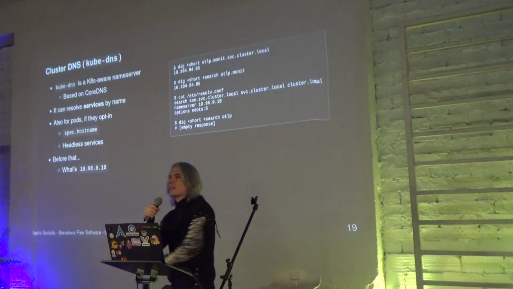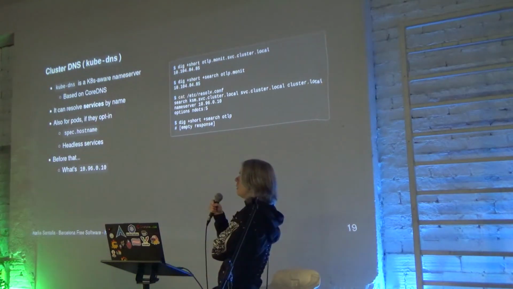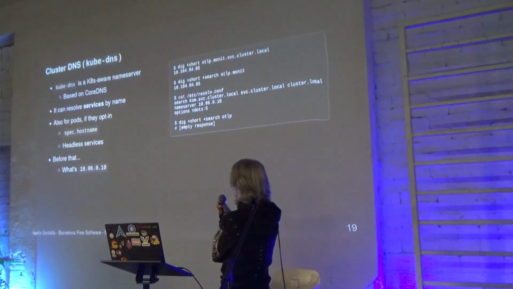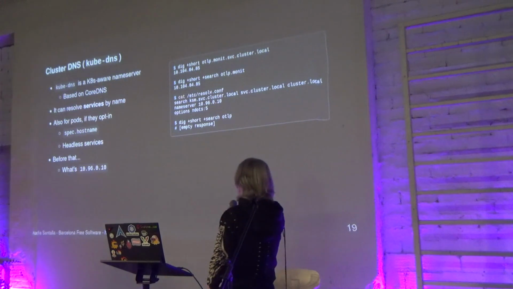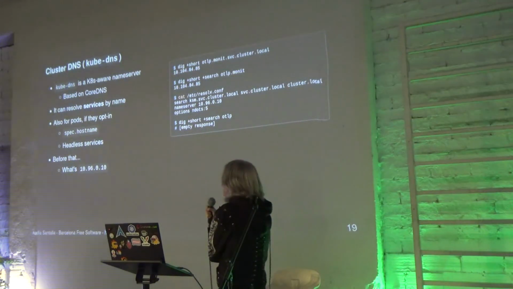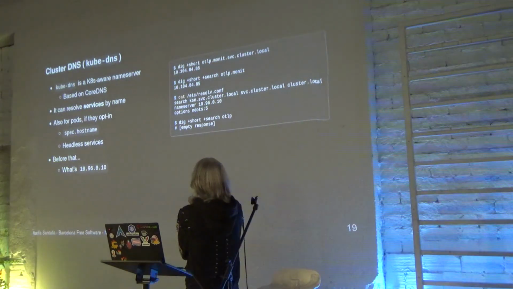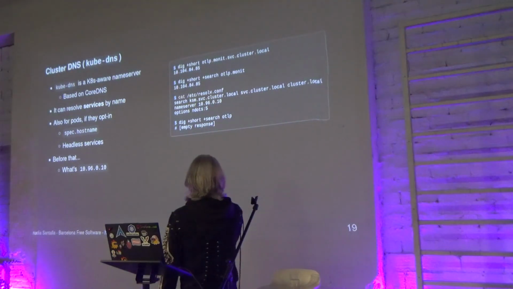So let's talk DNS. When I started talking about services, one of the many nice things about services is that they provide a stable IP address, and this IP address can be resolved through DNS. Now, how do we make this happen? What DNS is doing this? The answer is kube-dns.